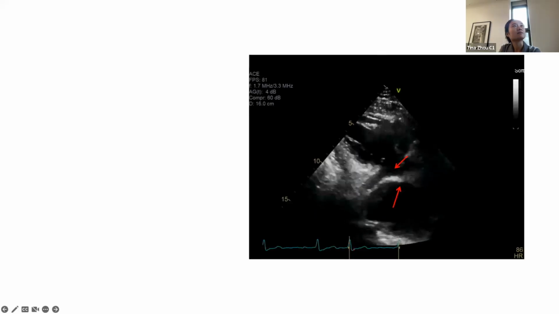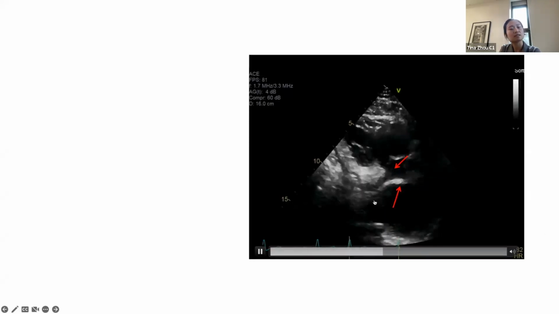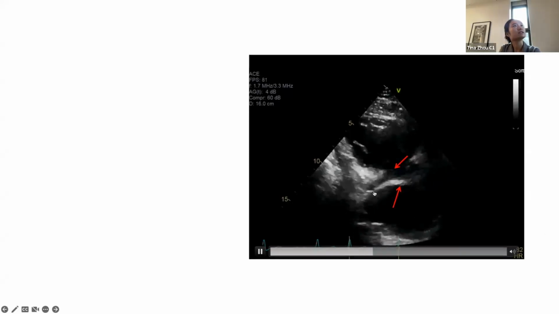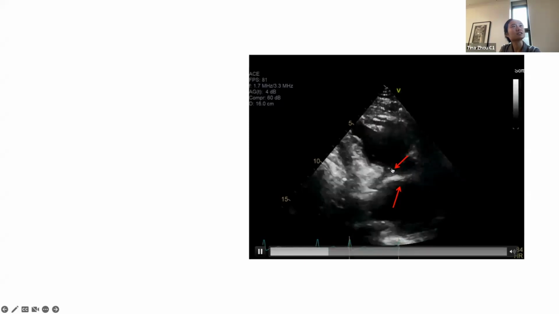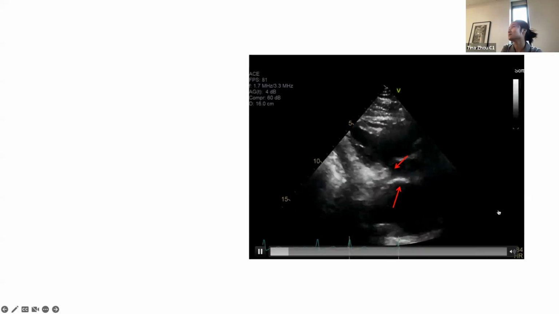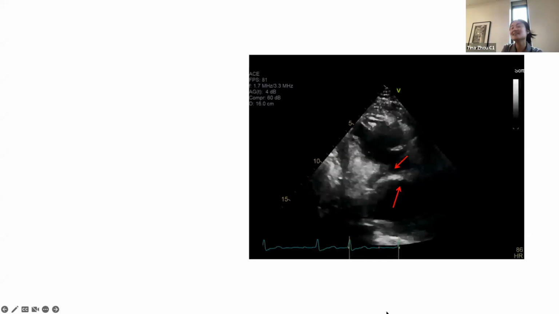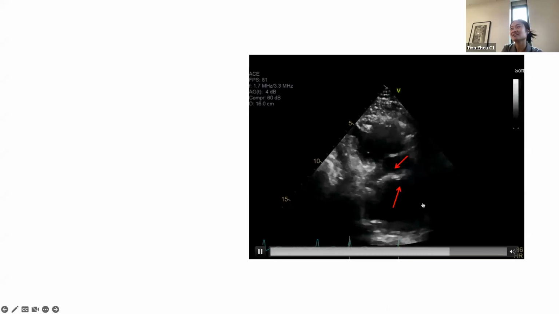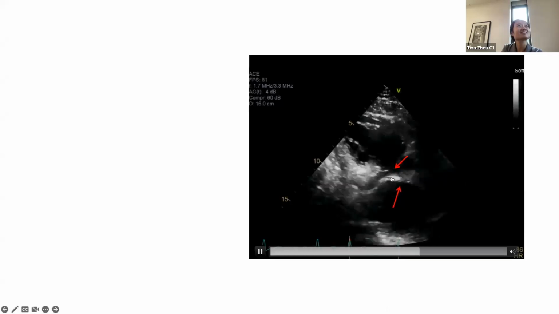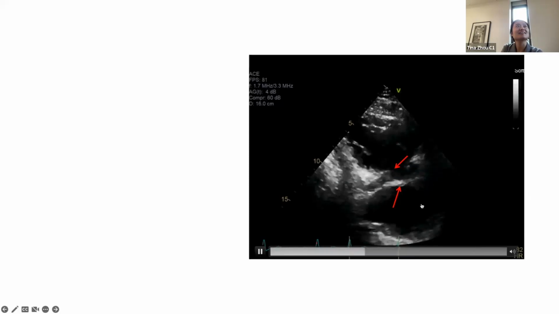So this is a peripheral long RV inflow view. What I'm trying to show is this sort of linear structure here. And the other thing, a bit hard to see, is a little flippity thing in this black area. So I don't know what these are. Which one is the eustachian valve? Yeah, this one. That's the flippity. Okay. Any other guess?